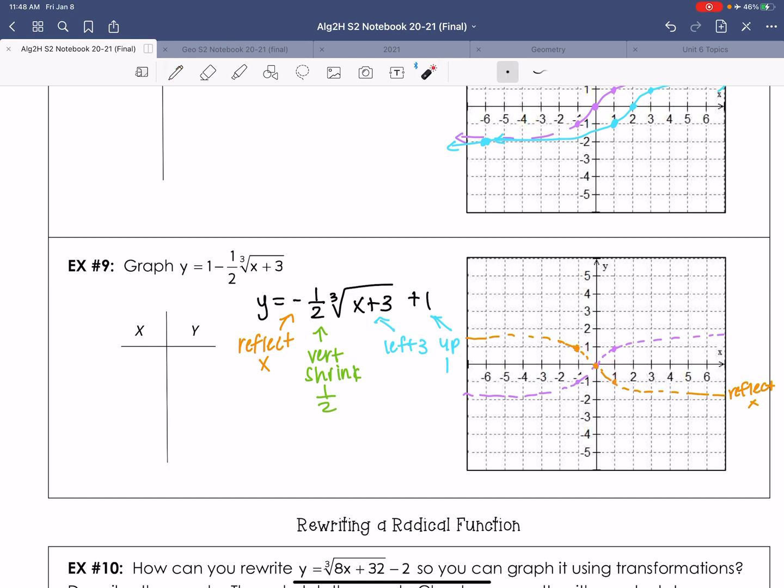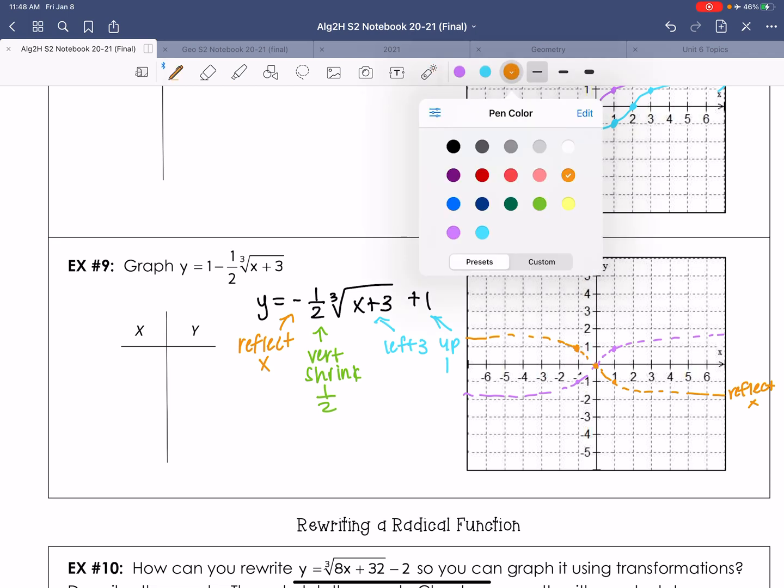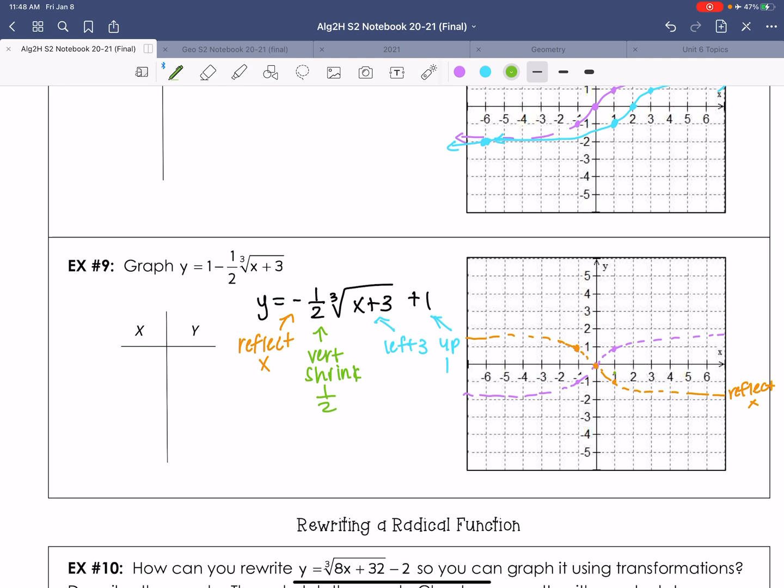So this distance of 1 is going to become a half. This distance of 1 is going to become a half. So this is now here, and now it's approaching the 1 and the negative 1, like this. Approaching the 1 and the negative 1. Like so.